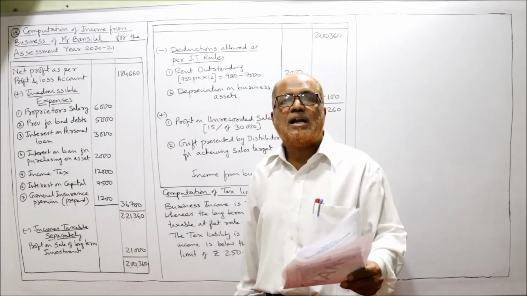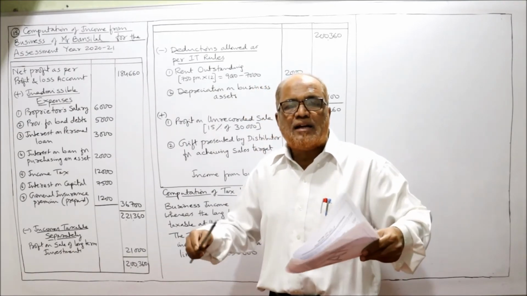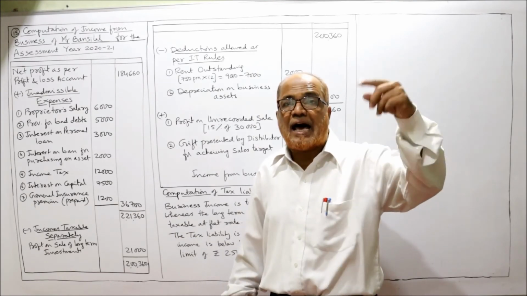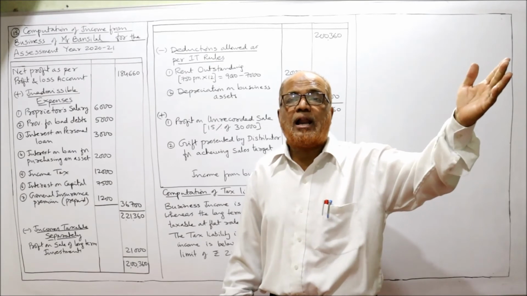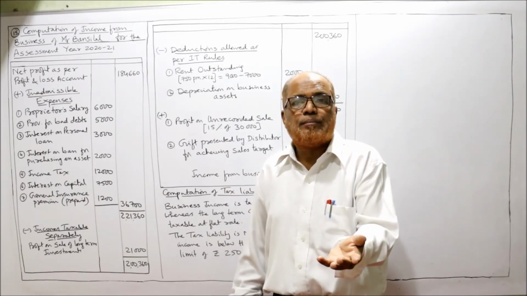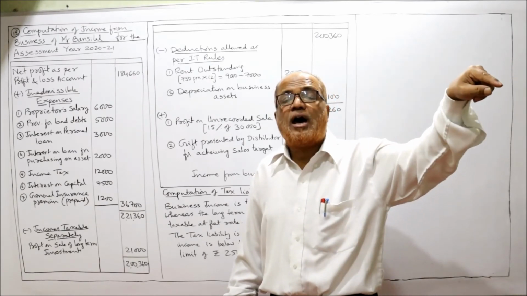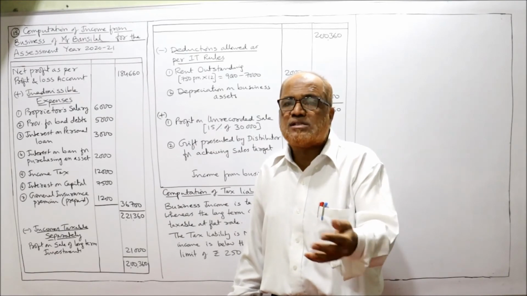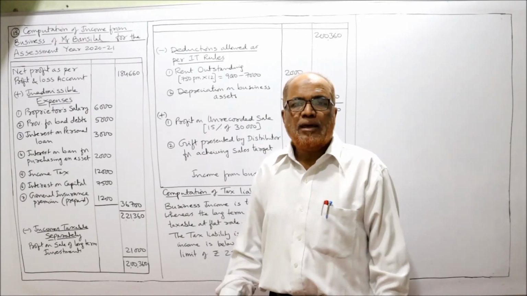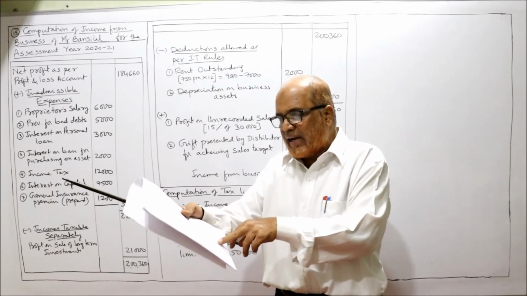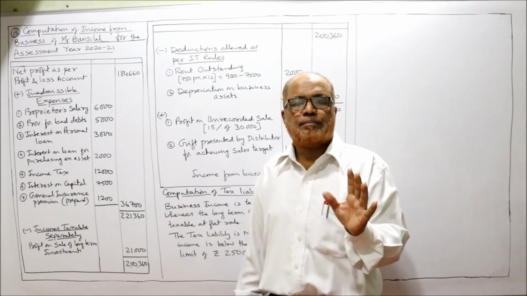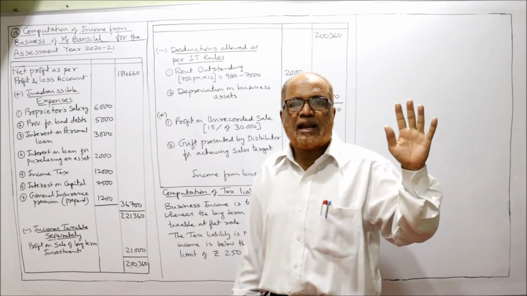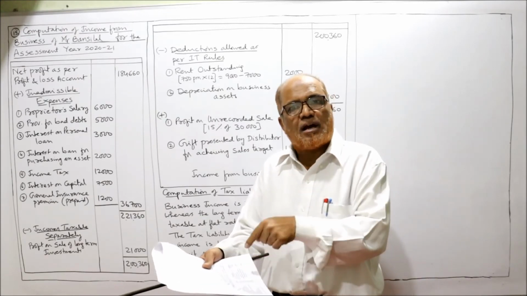Last one is bad debts recovered. If bad debts are recovered, we have to see whether it was allowed or disallowed earlier. If it was allowed earlier, it's a business income. If it was disallowed earlier, it is not a business income, not taxable. Here it is given bad debts recovered allowed earlier as deduction. That means it's a business income. When allowed earlier as deduction, it's a business income now.